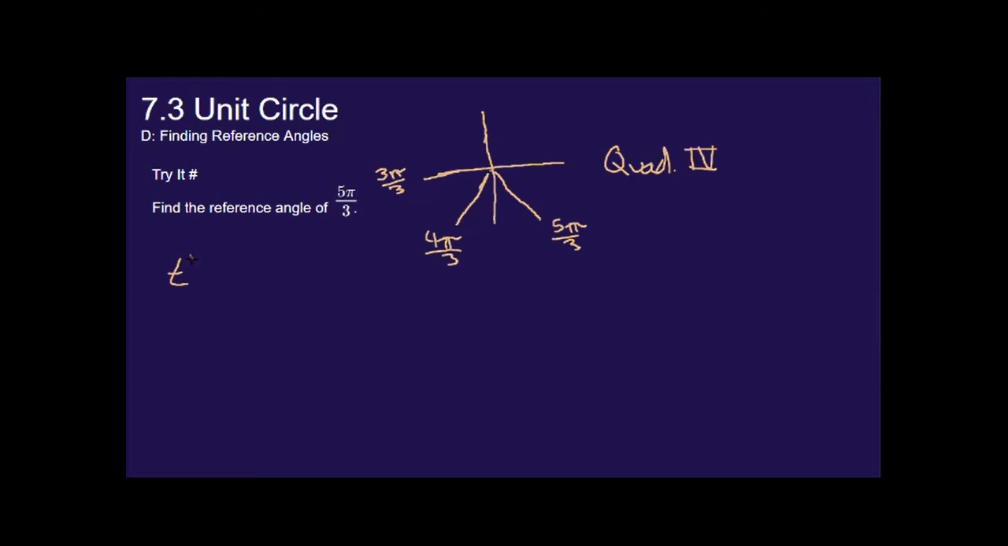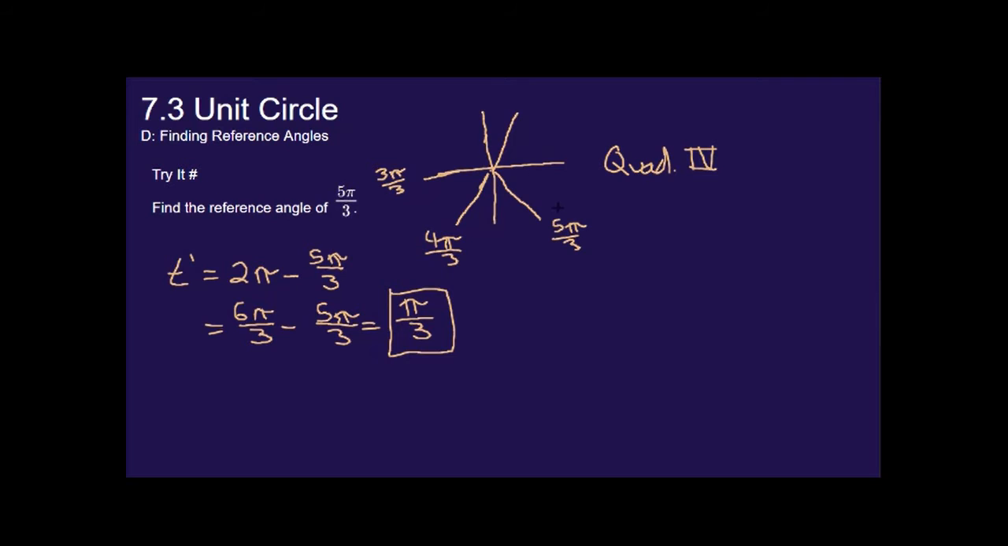So in order to find t prime in quadrant 4, we do 2 pi minus our angle, which is 5 pi over 3. 2 pi, we're going to put that into thirds. 6 pi over 3 minus 5 pi over 3, which equals 1 pi over 3. So this is our reference angle, which means that pi over 3 is the reference angle for 5 pi over 3.